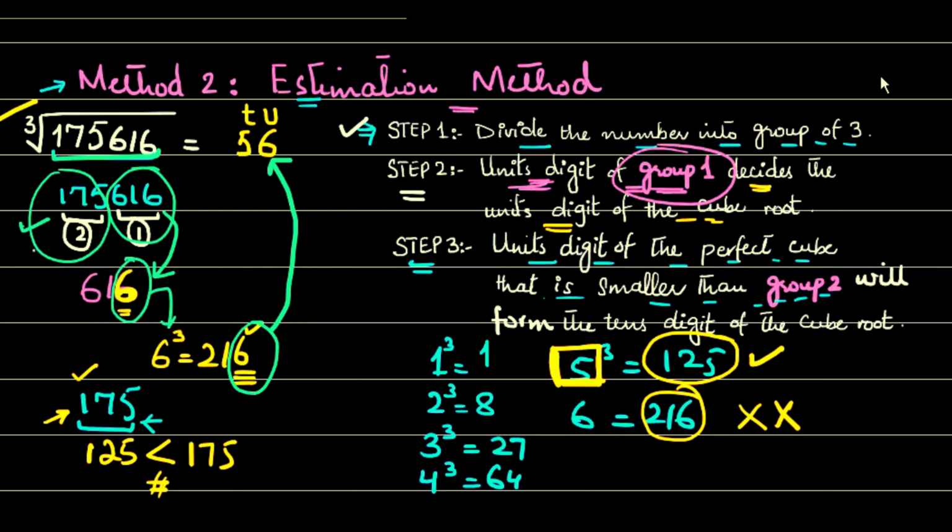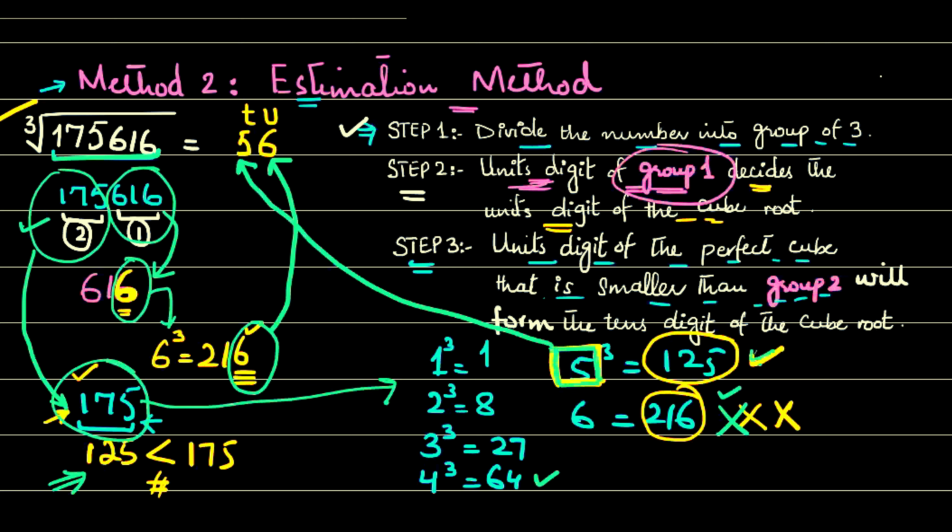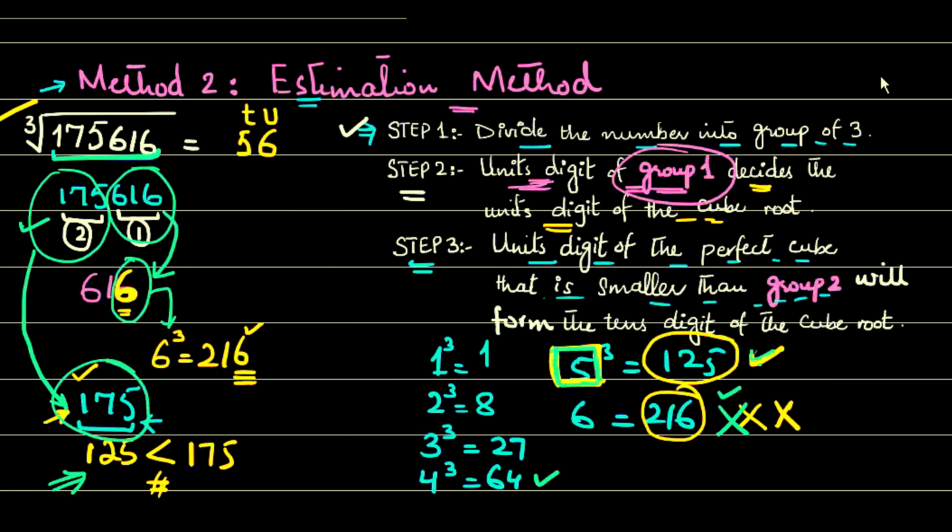At the second step, we will take group number 2, that is 175. Now we will look for the nearest cube number. Nearest one. It can be smaller, it can be equal, but it cannot be greater. So while finding, we realized 64 is too small. 125 is the nearest one, but 216 is the bigger one. So we will take 125. So we understand 125 is smaller than 175. Whose cube was this perfect cube? Of 5. So that 5 will be our tens place of that number. Right? Okay. Now we will take one more example.